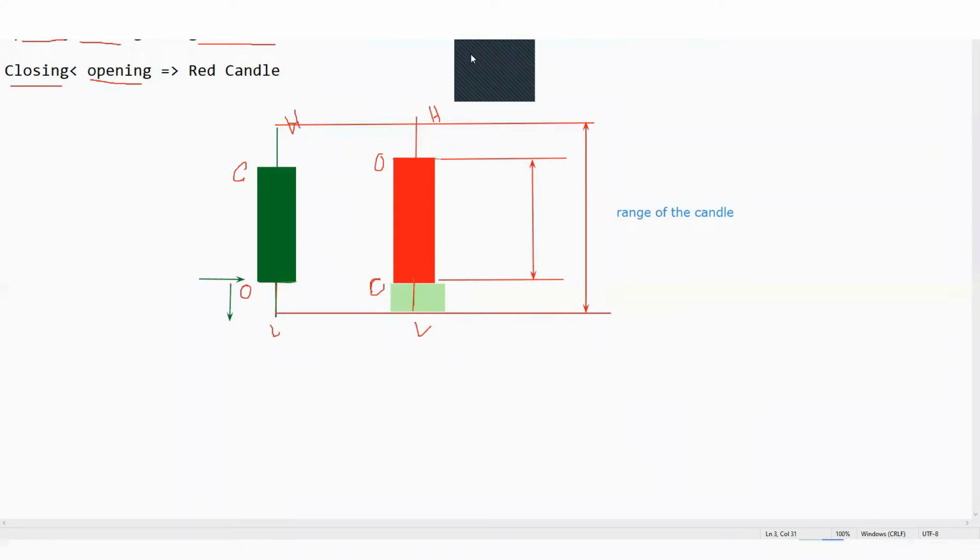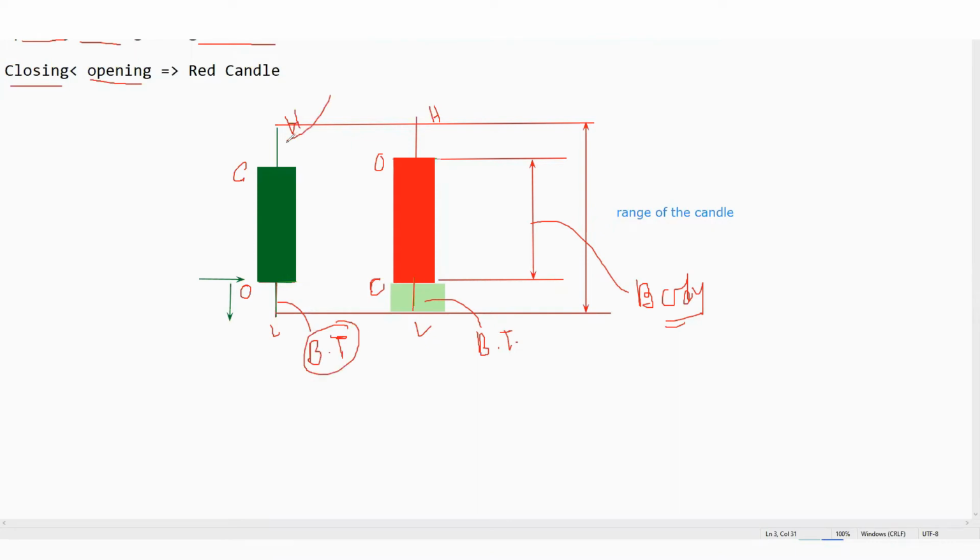Body of the candle. This is the body of the candle. And here, this is called the bottoming tail or wicks. Here the bottoming tail means the selling pressure over there, and the topping tail means, sorry, the bottoming tail means buying pressure also there, and the topping tail means this is the selling pressure over there. Okay, this is the overall concept of the candlesticks.